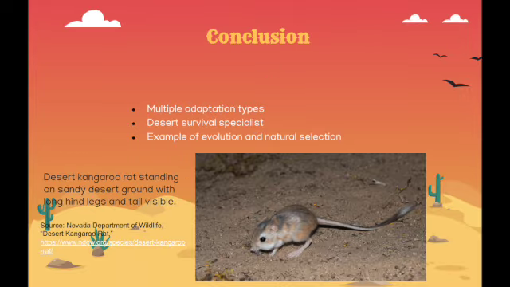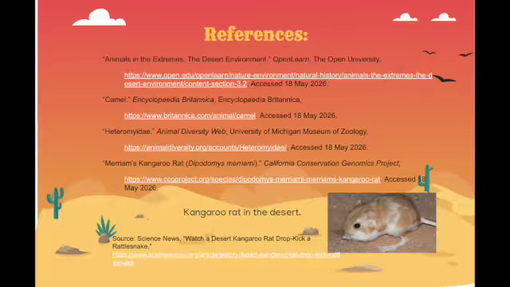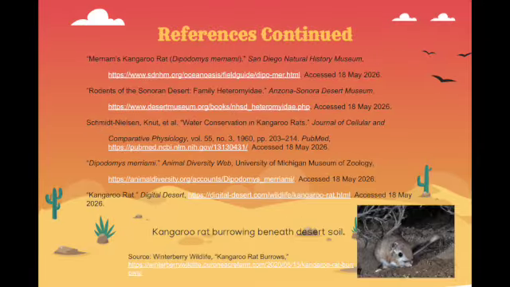Through natural selection and evolution, this species developed traits that help conserve water, avoid predators, regulate body temperature, and survive with limited resources. Studying organisms like Merriam's kangaroo rat helps us better understand how environmental pressures shape life over time.